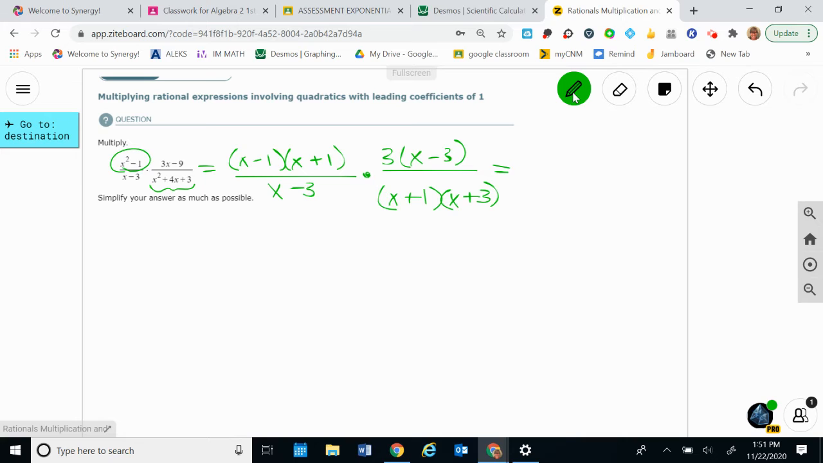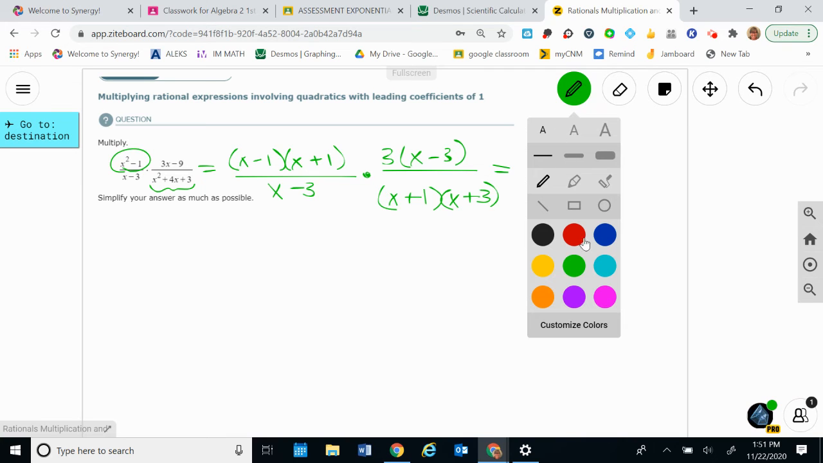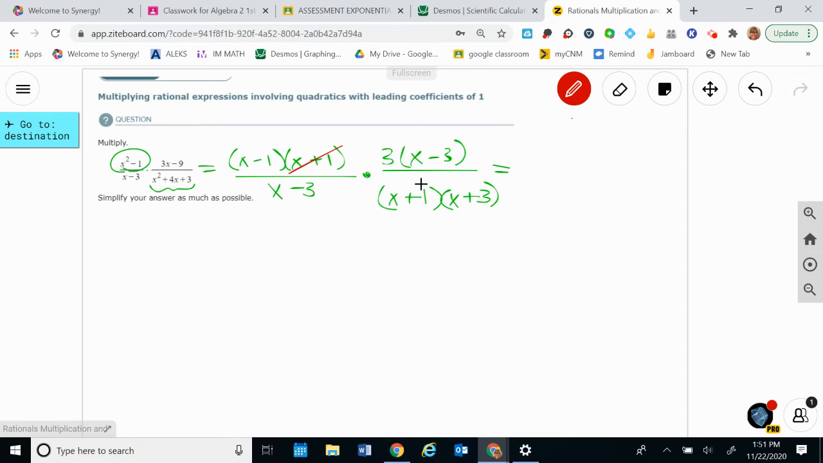Now, what can I cancel? I can cancel x plus 1 here, x minus 3 here. And aside from that, I can't cancel anything else. So I got a 3 left here. I got an x minus 1 there. And I have an x plus 3 on the bottom.